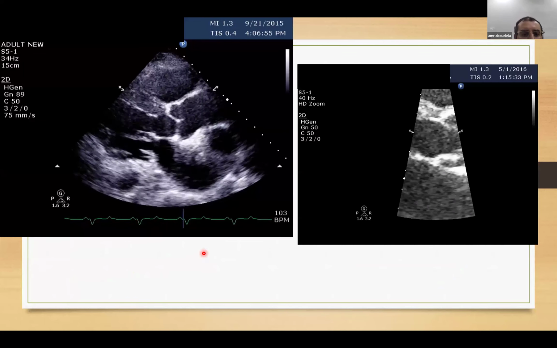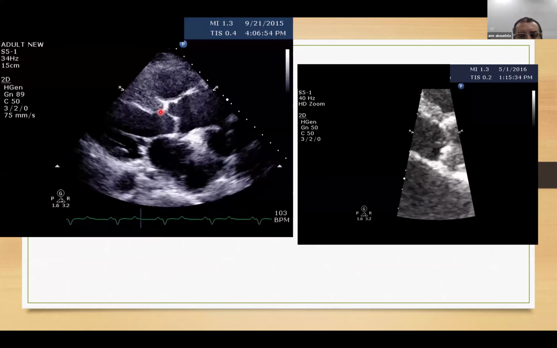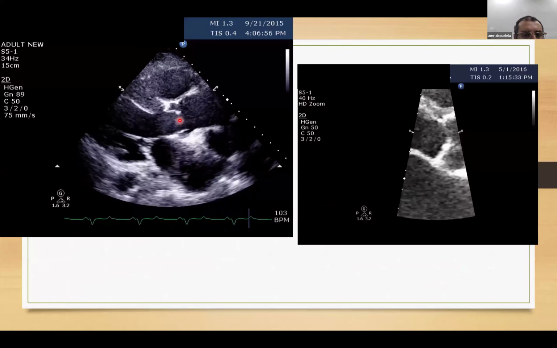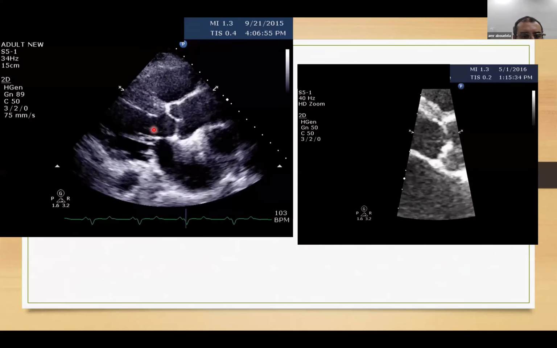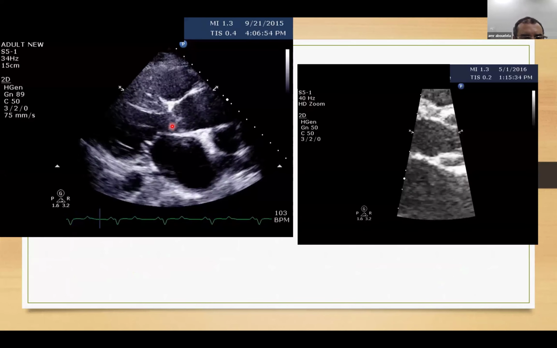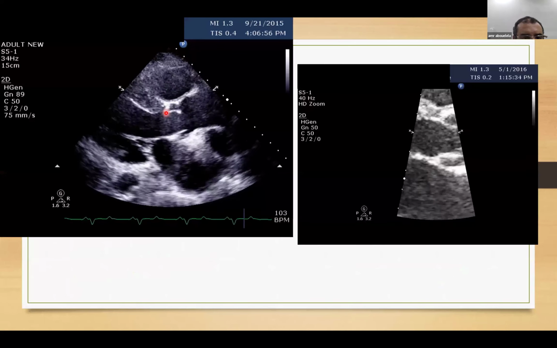How to measure it? This is just for demonstration. This is the parasternal long axis view. This is the left ventricle. This is the aortic valve, the aorta. And here is the left ventricular outflow tract. This is the area where we are measuring the volume. This is the diameter we are supposed to measure, the left ventricular outflow tract.